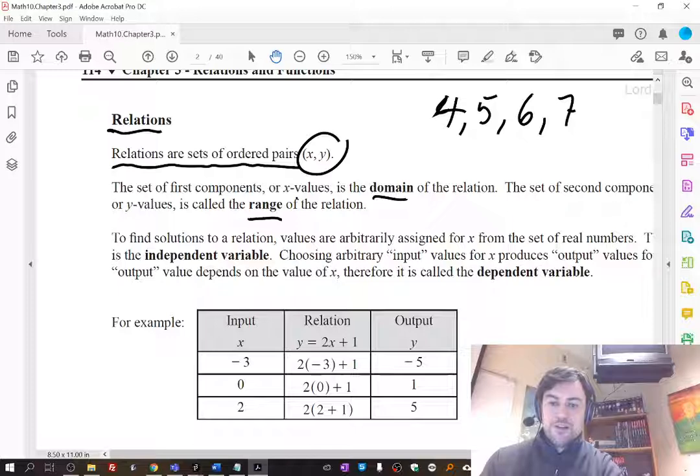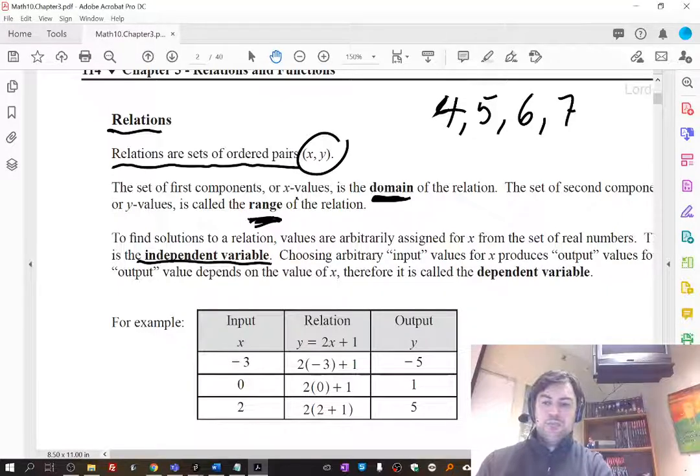The next thing I want to talk about is domain. Domain is all of the X values of all the ordered pairs in your relation, and the range is all of the Y values in your relation. Generally, domain is going to be what's called the independent variable, and the dependent variable will be the range, the Y.